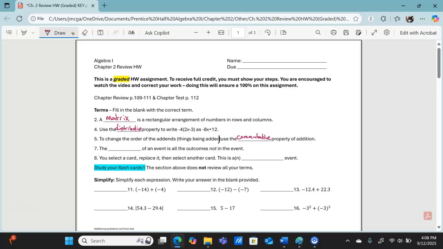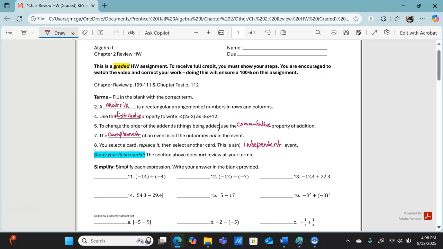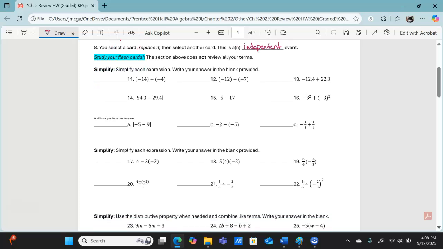Number 7, the blank of an event is all the outcomes that are not in the event. That is called the complement of the event. You select a card, replace it, then select another card. This is an independent event because when you replace the card, that means that the second event is not affected by the first event. And again, study those flashcards.